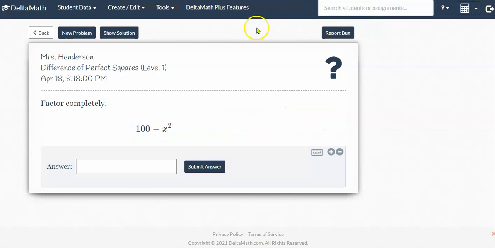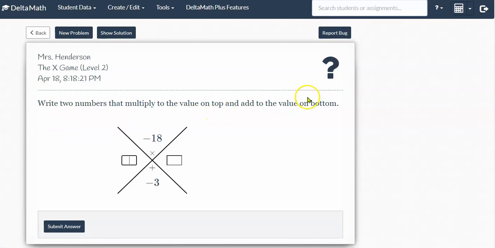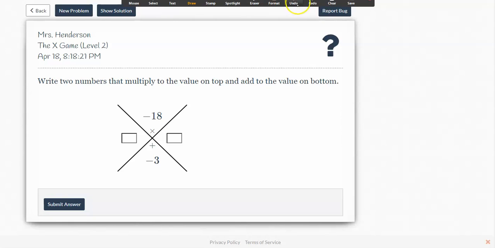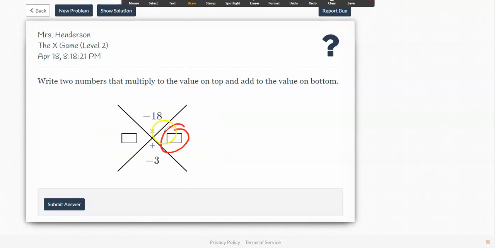All right, let's go on to the final section, the X game. So this is going to help us with our trinomial factoring. Trinomial factoring requires you to understand what this diamond pattern or the X game is all about. The X game requires you to find two mystery numbers, and those two mystery numbers have to multiply to become negative 18, but those same numbers also have to add to become negative 3.